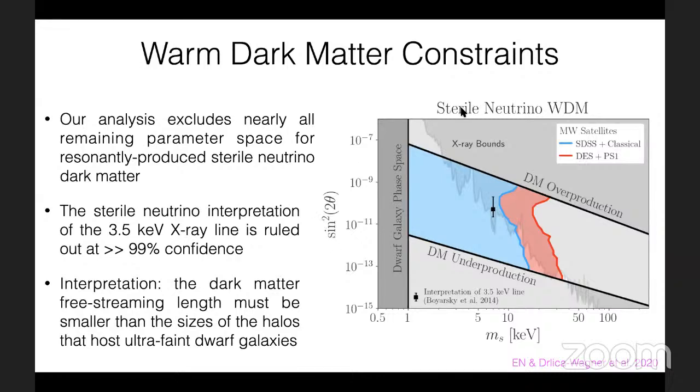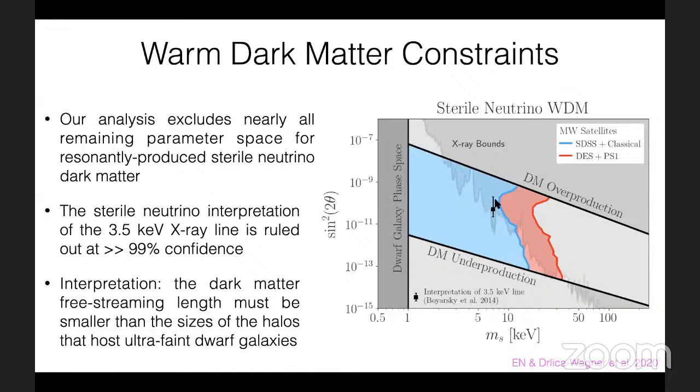So this parameter space for this dark matter model is shown on the right-hand side here. This is the mass of resonantly produced sterile neutrinos on the x-axis versus their mixing angle with standard model neutrinos on the y-axis. Our analysis excludes these colored regions. You should think of everything to the left of the colored region as being excluded. And what you can see is that it rules out basically the entire remaining parameter space, at least for well-motivated theoretical versions of this model at rather high confidence.